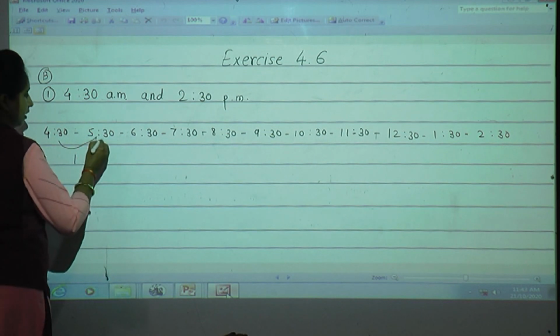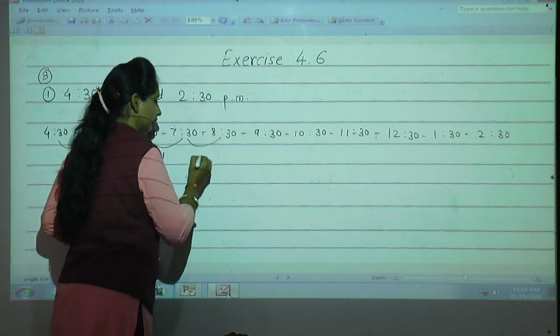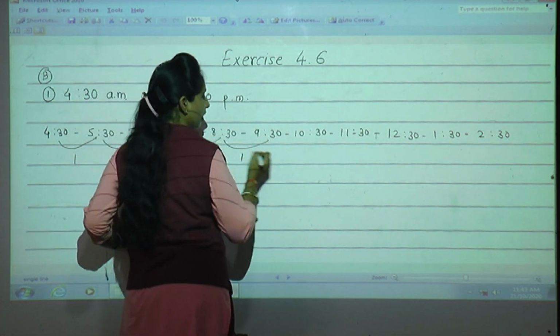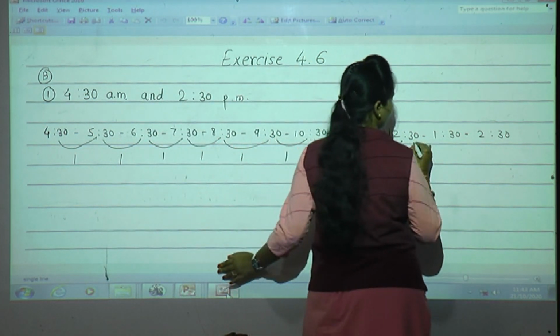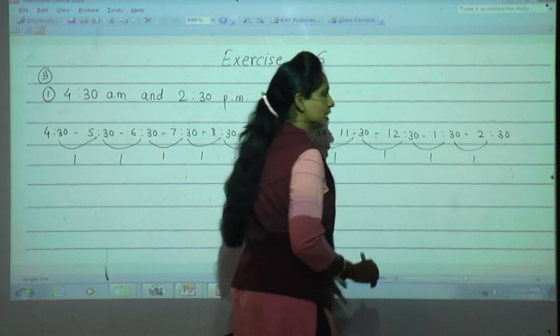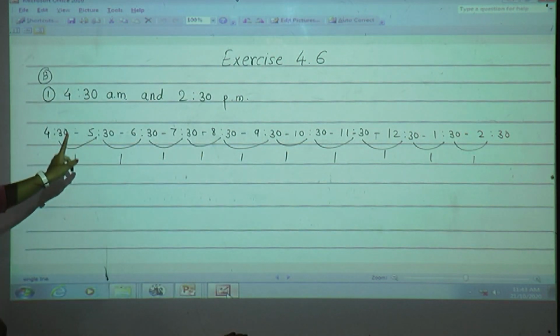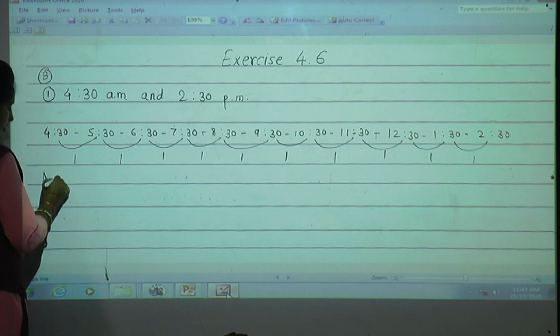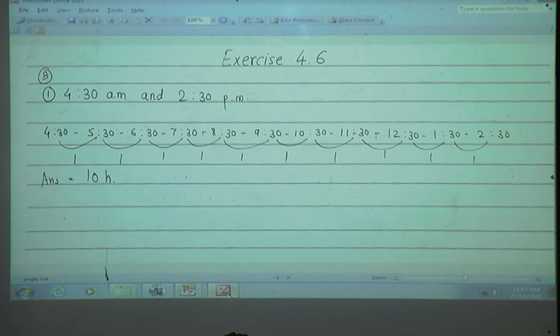4:30 to 5:30, 1; 6:30 to 7:30, 1 hour; 7:30 to 8:30, 1 hour; 8:30 to 9:30, 1 hour; 9:30 to 10:30, 1 hour; 1 hour, 1 hour, 1 and 1. Let's count: 1, 2, 3, 4, 5, 6, 7, 8, 9, 10. So what is the answer here? 10 hours. Yes? Understood? 10 hours. Clear? Yes. Now I'll solve the third one for you.